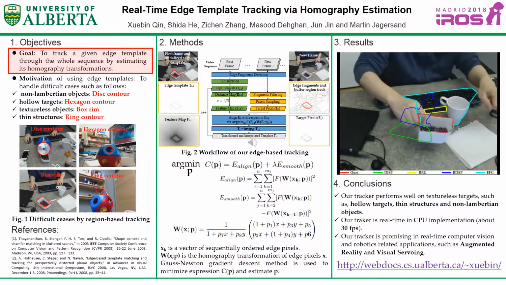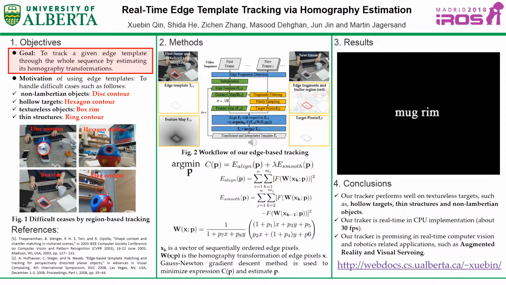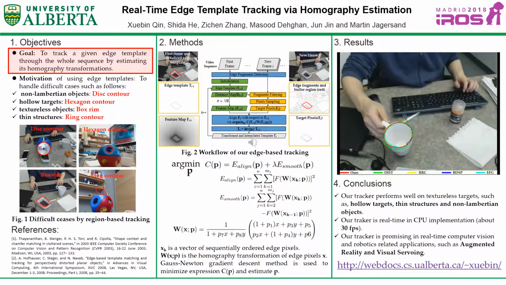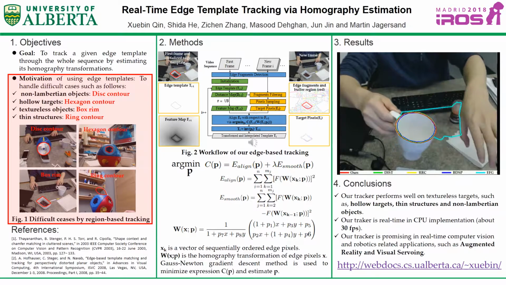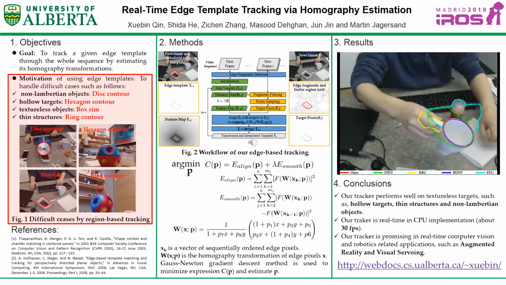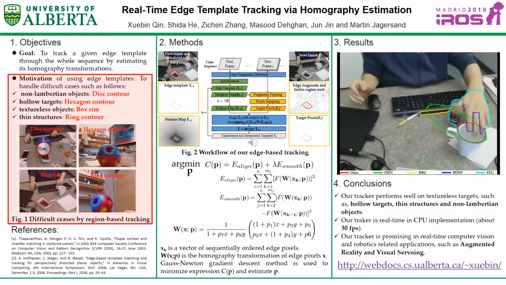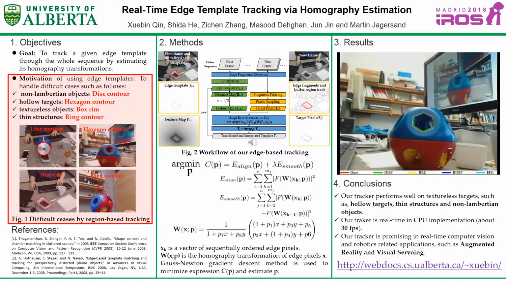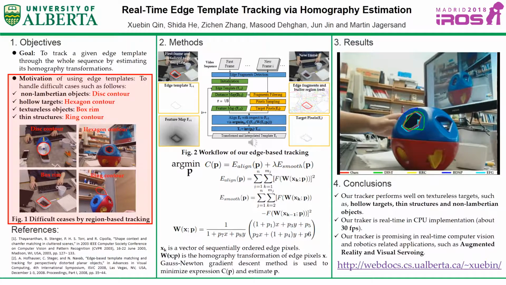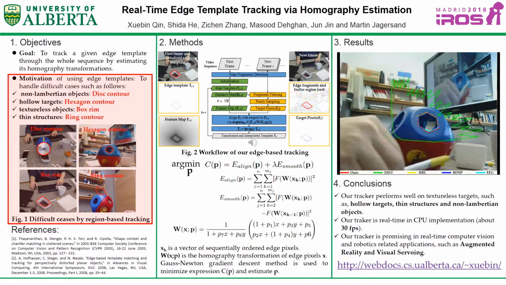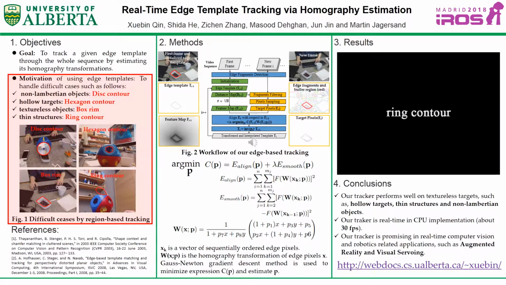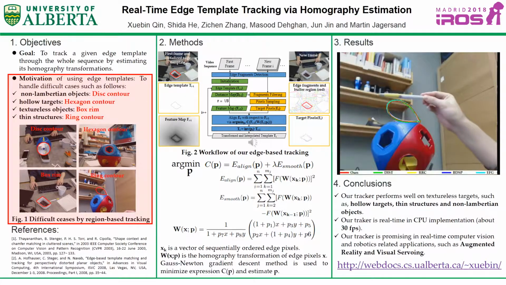The goal of this paper is to track a given edge template through the whole video sequence by estimating its homography transformations. The motivation for using an edge template is to handle difficult cases such as non-Lambertian objects like the disk contour in Figure 1, hollow targets like the hexagon contour, textureless objects like the box ring, and thin structures like the ring contour. The difficulty of tracking these targets is that there is no rich or stable regional information. So, we propose to track these targets using only edge information.